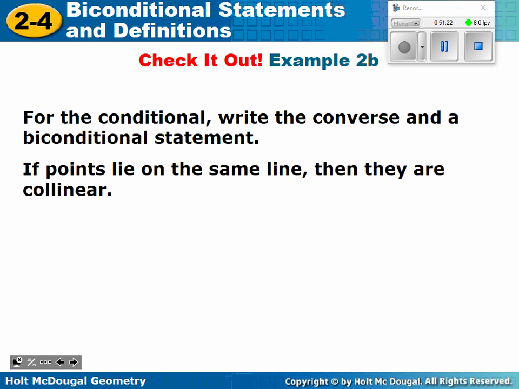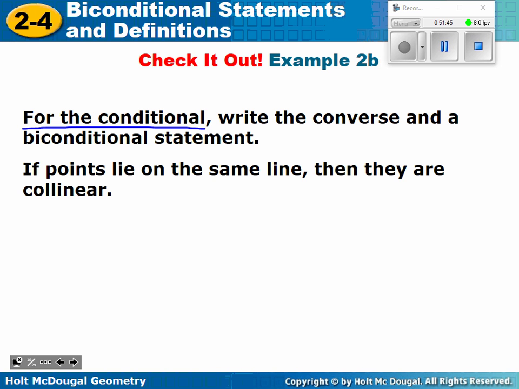Okay, so this one gives you the conditional, wants you to write the converse and the biconditional. So again, let's see if we can just say it out loud without writing it down. I'll send these notes out. If you need the notes, you can look at them on the link, okay? So this is the conditional. What would the converse say? Somebody volunteer to read it for us.